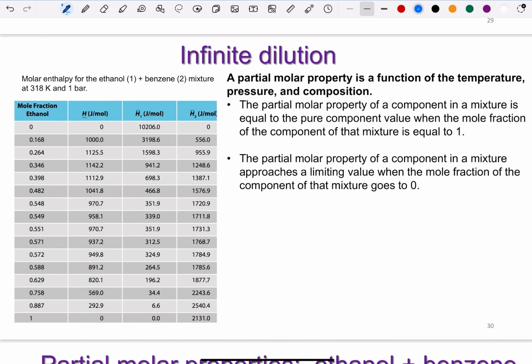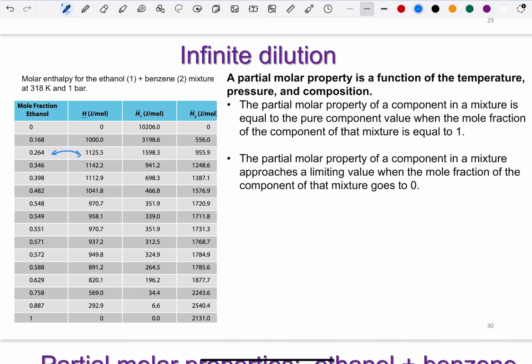So then we have some concepts of infinite dilution. In the table I have here, the first column is the mole fraction of ethanol. There is a mixture of ethanol and benzene at a temperature of 318 Kelvin and pressure of 1 bar. The second column is the mixture enthalpy at different mole fractions. So basically I have a mole fraction, let's say 0.26 of ethanol. So I can measure the total enthalpy of my mixture.